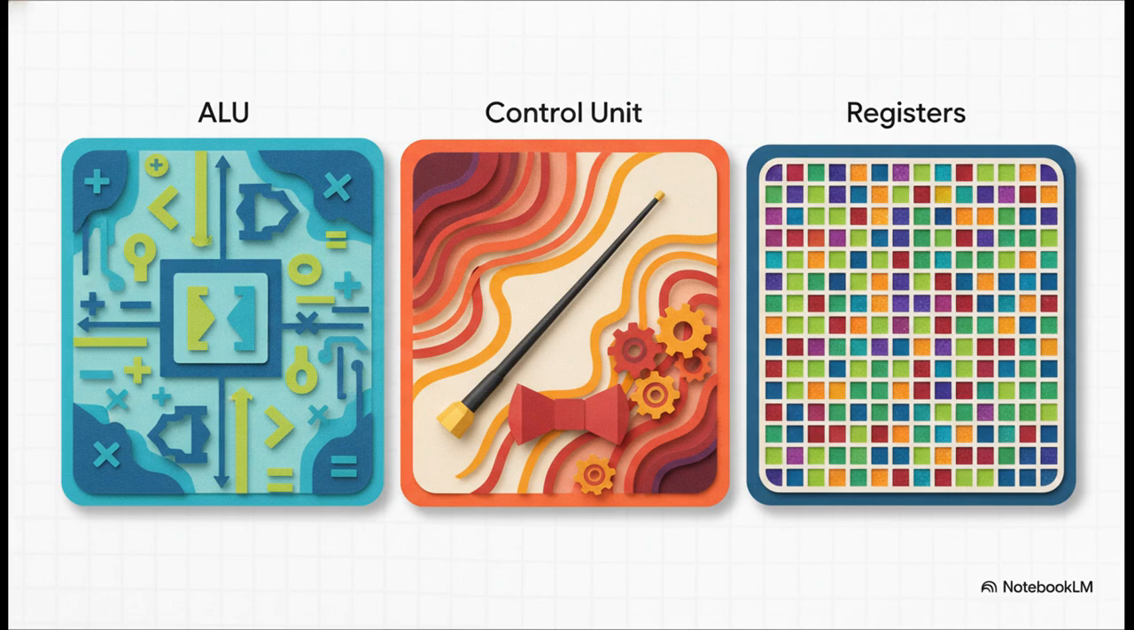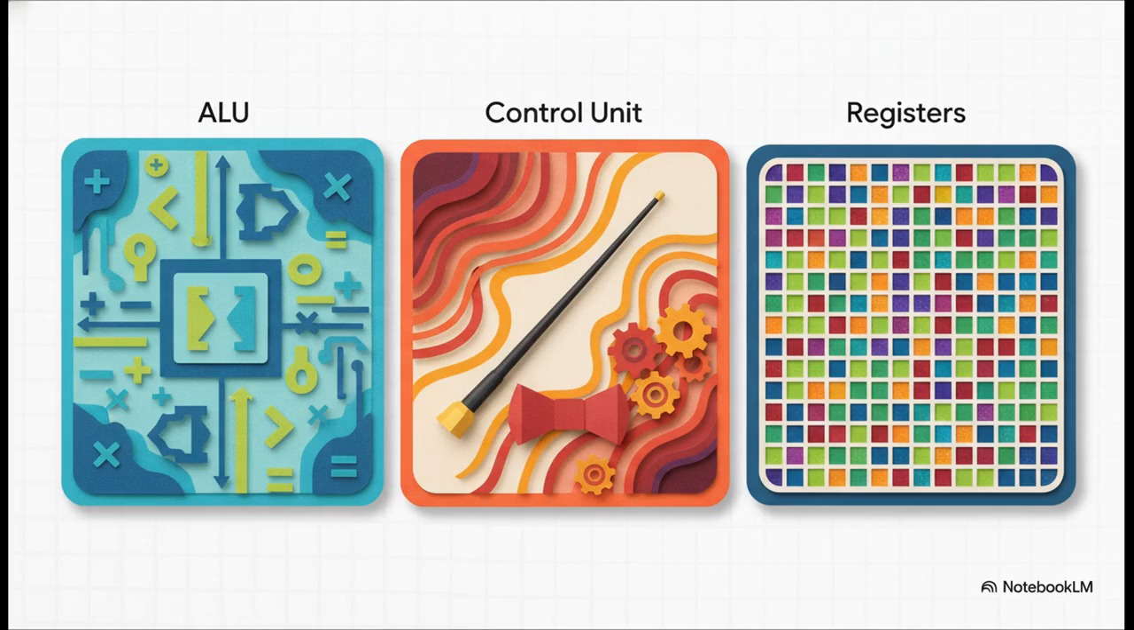To pull this off, the CPU is basically split into 3 main logical parts. First up, the ALU, which stands for Arithmetic Logic Unit. This is where all the physical math, your addition, your multiplication, and all the logical comparisons, like checking if one number is greater than another, actually happen using real electronic gates. Next is the control unit. You can think of this one as the orchestra conductor.